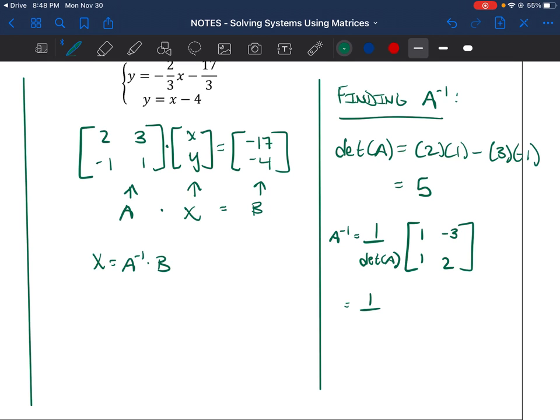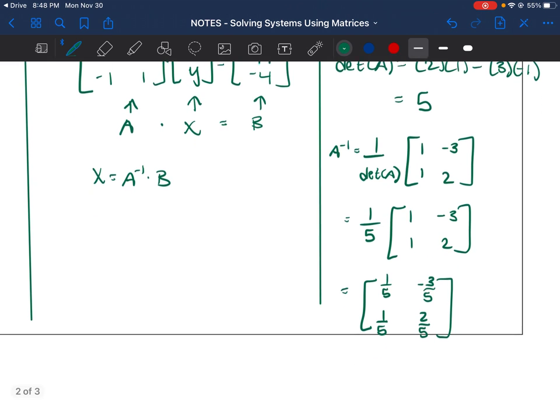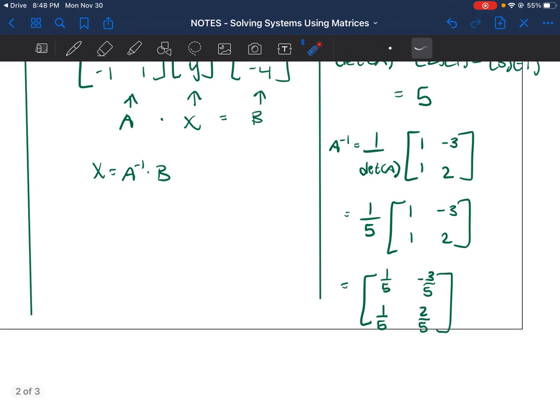Continuing, we found that the determinant of matrix A was a 5, so we're going to take 1/5 as a scalar and multiply it to 1, -3, 1, 2. Distributing that 1/5, we're going to get 1/5, -3/5, 1/5, and 2/5. So this is our A inverse.